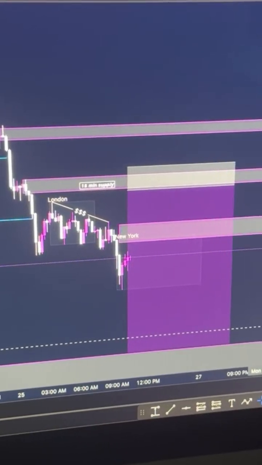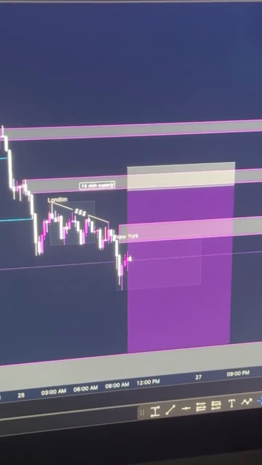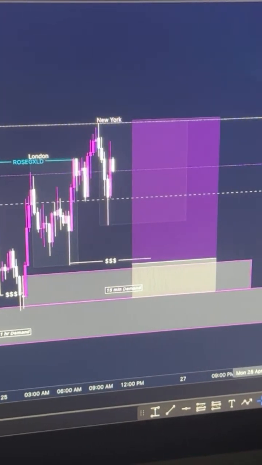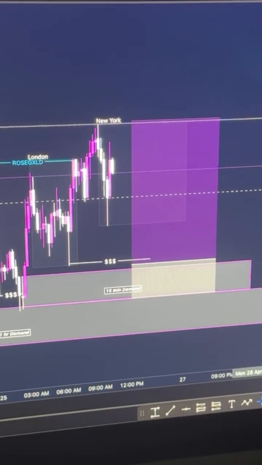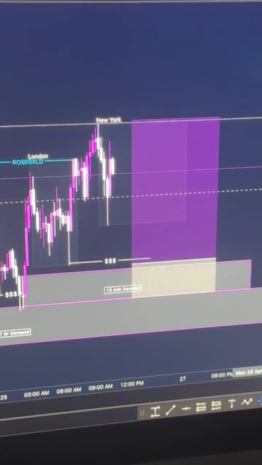But yeah, I mean. Oh, the GU is going with me. I could look back on GU. I think those are the two setups for today.